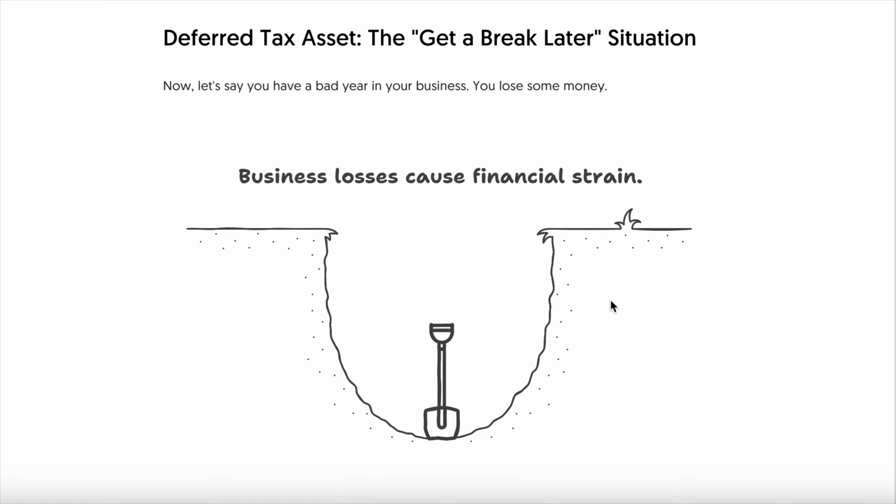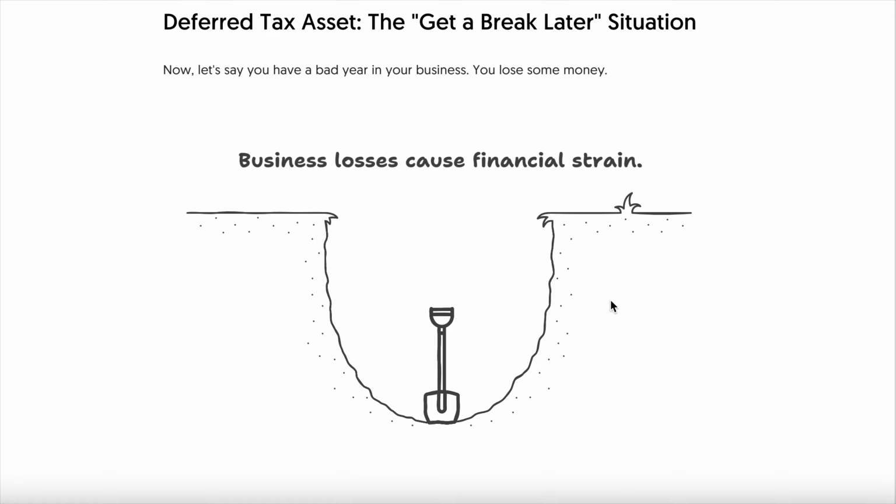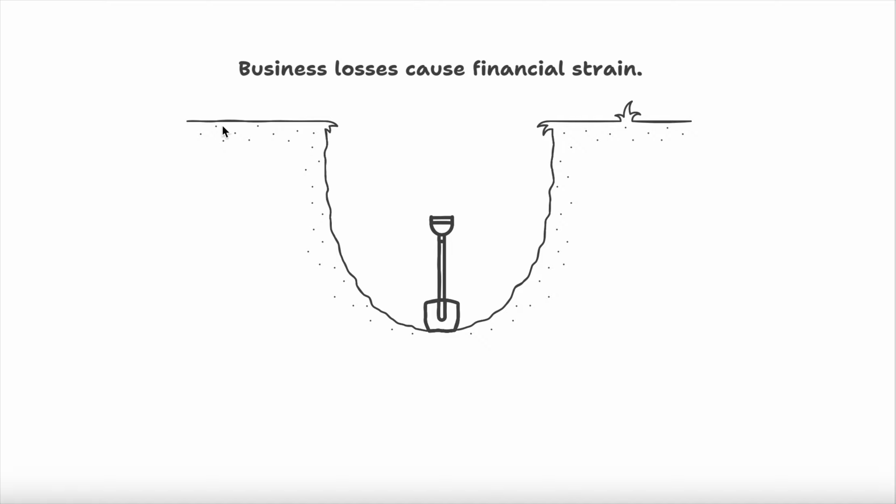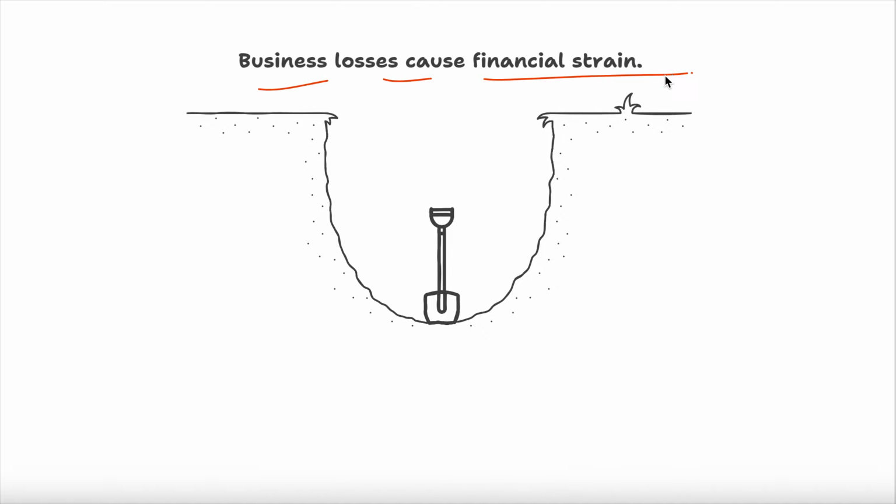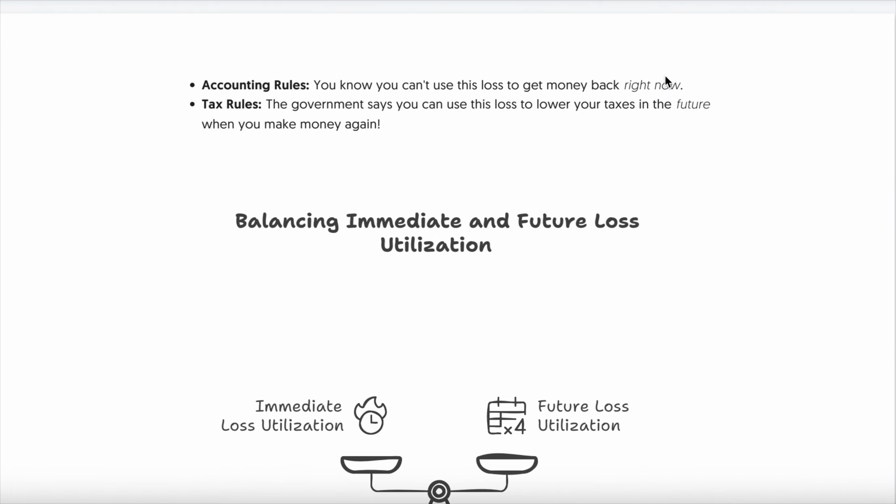So let's say you have a bad year in your business, you lose some money. So of course, as you can see, business losses created financial strain in your business. What does the accounting rule say? You can't use this loss to get money back right now. But the tax rules say that the government says you can use this loss to lower your taxes in the future when you make money again or profits again.